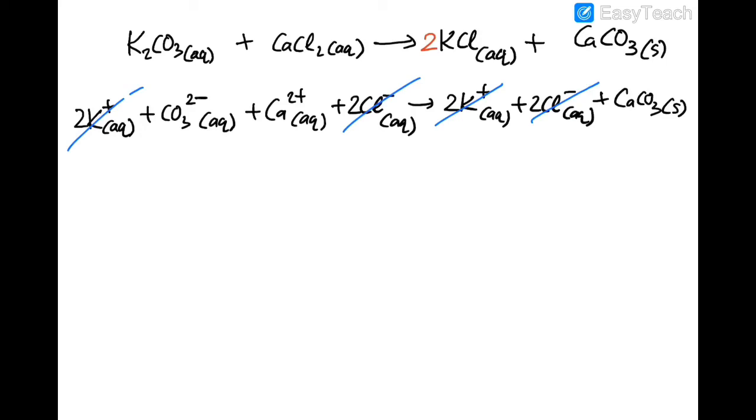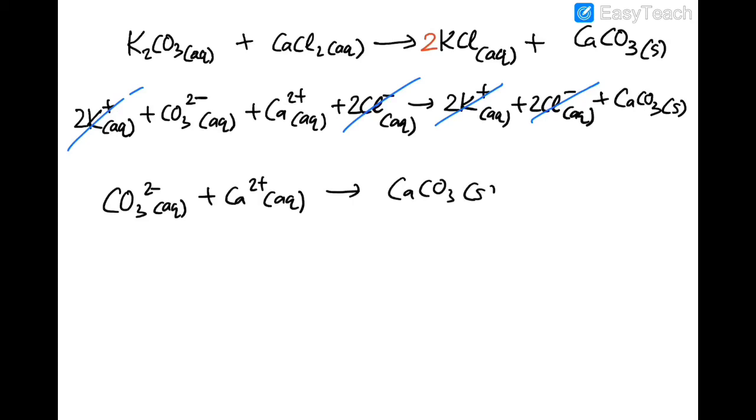Okay? So now you can cancel out the spectator ions, which are K plus, yeah, and Cl minus. Alright? So now you are left with the net ionic equation, which is this one. So the net ionic equation for this reaction is the reaction between calcium ion with carbonate anion to form a precipitant of calcium carbonate. This is what we call the precipitation reaction.